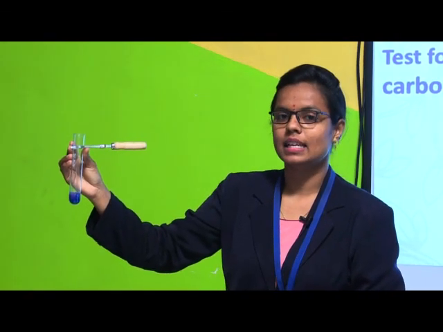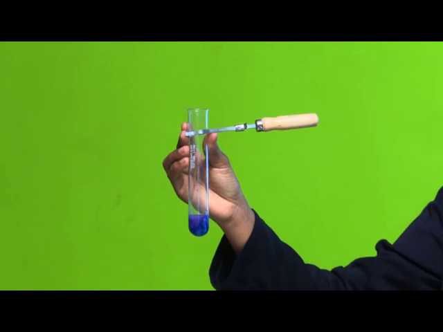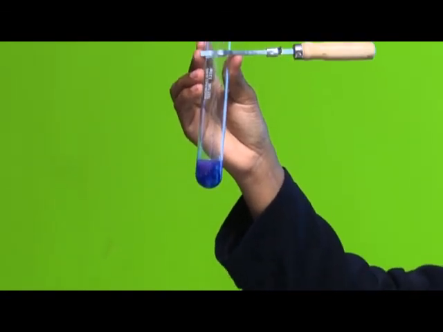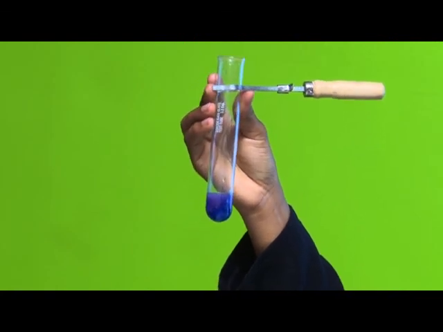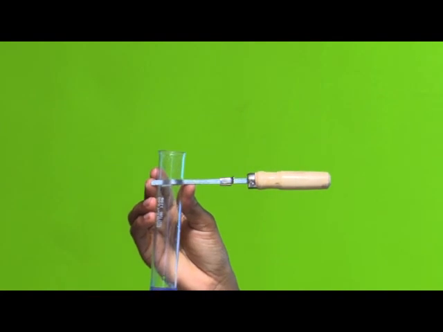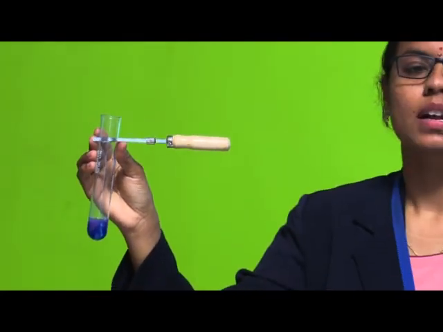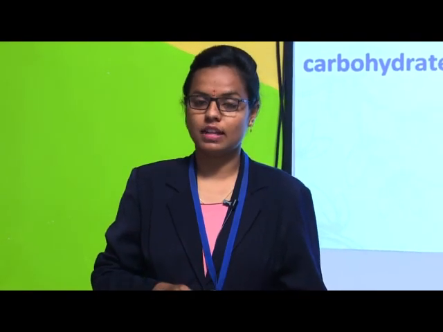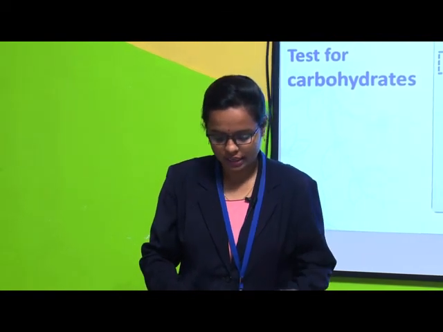This indicates that milk is rich in protein. Okay, everyone can see this change. A beautiful purple color layer has appeared in this test tube, which indicates that it is rich in proteins. Okay, so let us take one more food item and see whether it is also rich in protein or not.